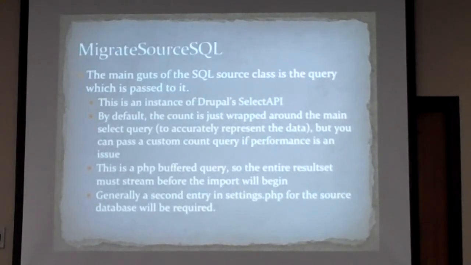One of the gotchas is, by default, Drupal uses PHP buffered queries, which means you have to stream the entire result set to the client before it will actually start processing anything. So if you've got a large result set of, say, 3 million things that you need to migrate, you have to wait until all the data is transmitted before it actually starts doing any kind of migration. And that's true of any SQL select inside of Drupal. And it's actually really hard to get around. You can change it to an unbuffered query, but that breaks all kinds of other things because generally it's trying to do more than one query at once.